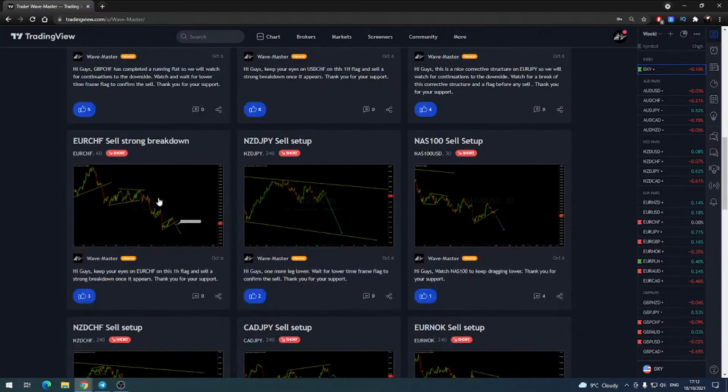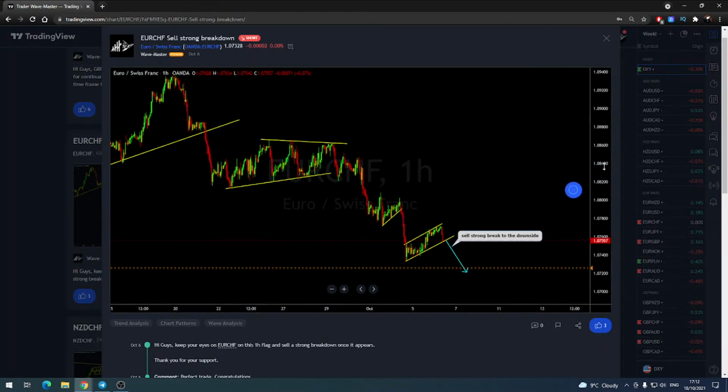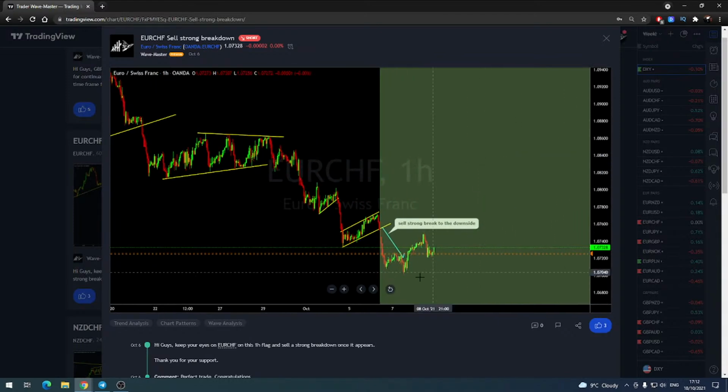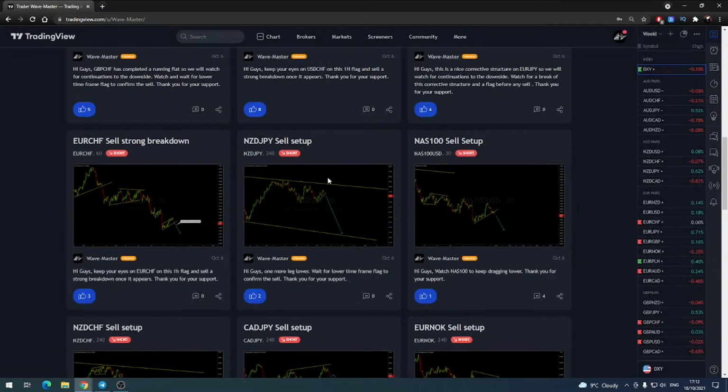Try to understand this. This one went really nicely. We took our profit already away from this chart. Good chart. Good and fast money was there.